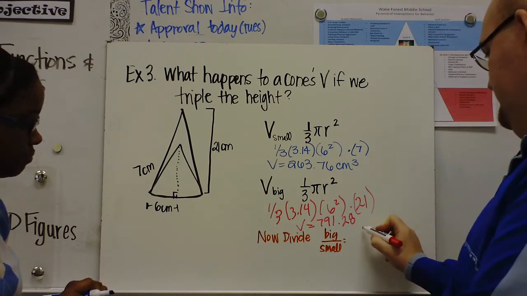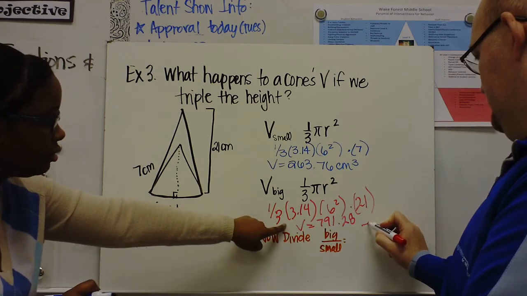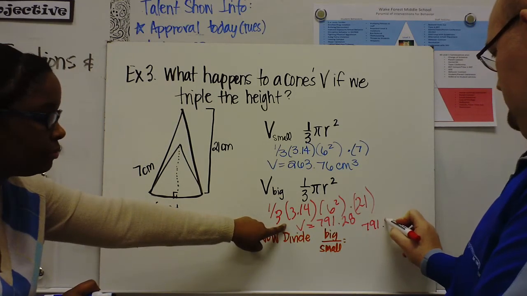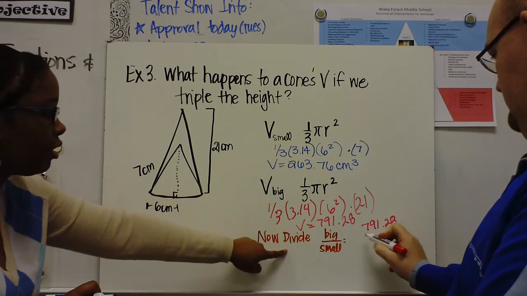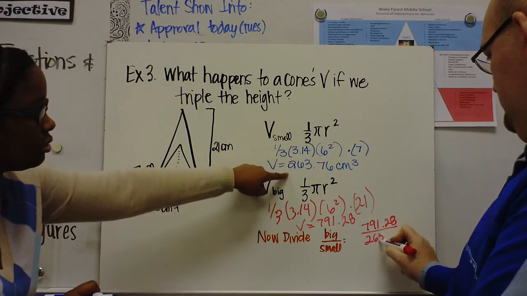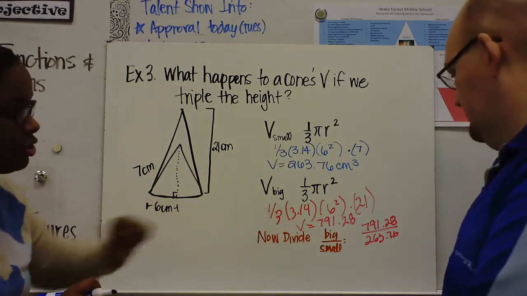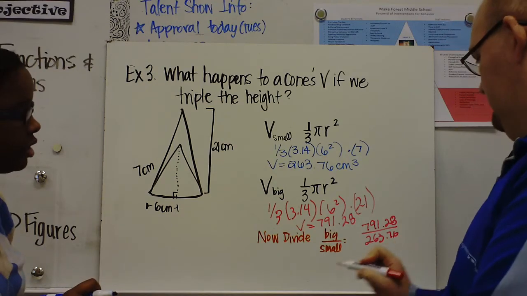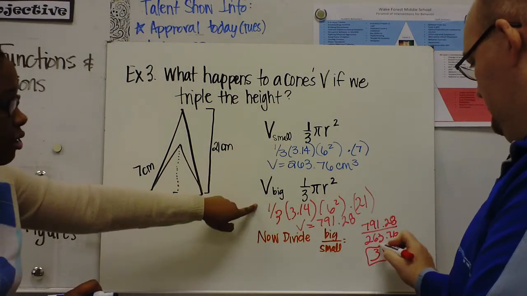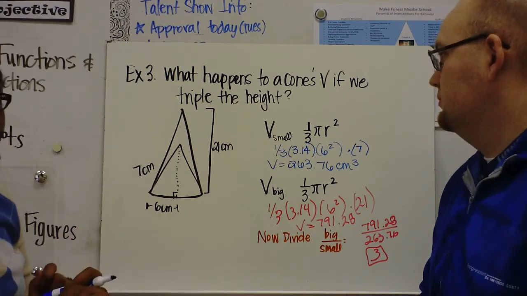And then to compare, we're going to divide the big number, your new volume, 791.28, divided by your old volume, which is 263.76. And the answer is 3. So our new volume is 3 times bigger than the original because we tripled the height.